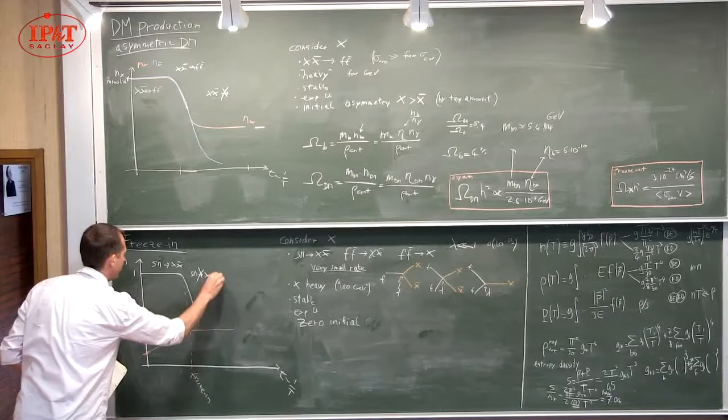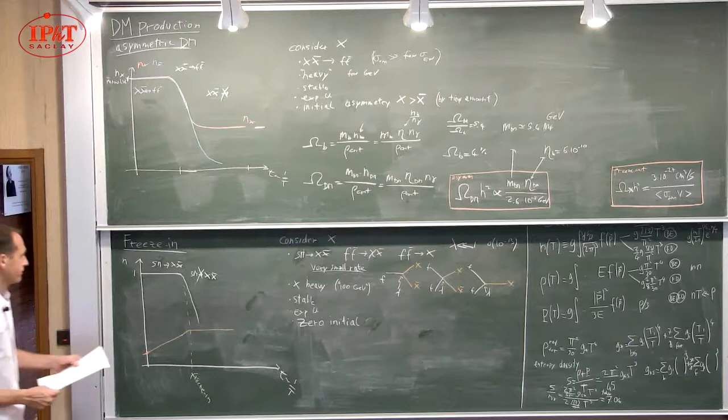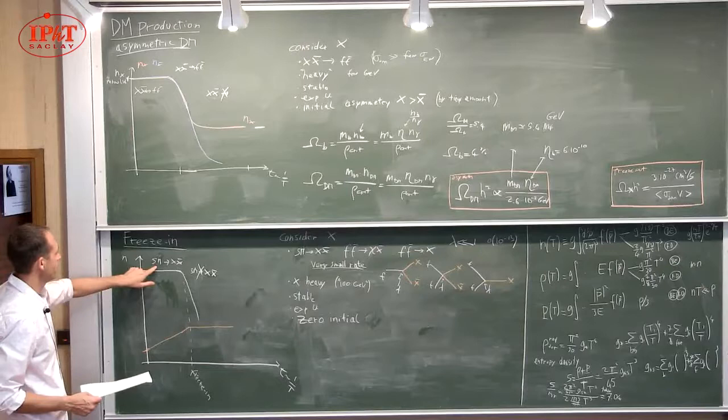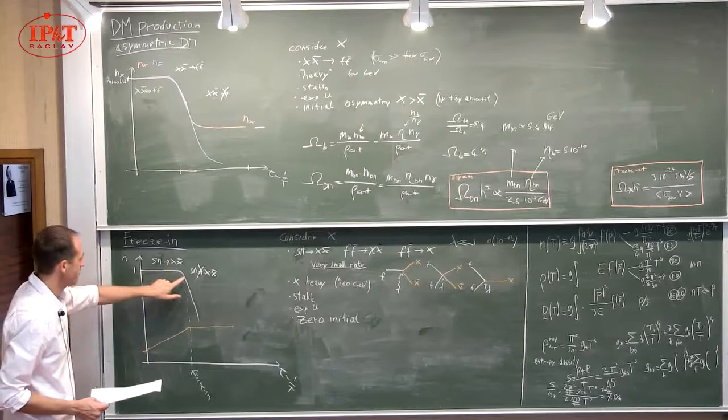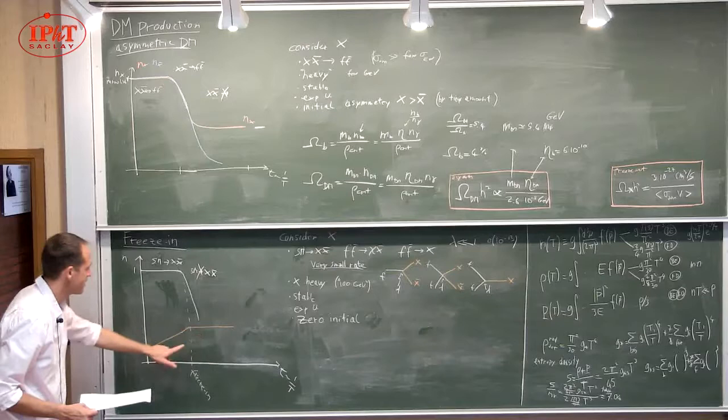This equation stops, and the density is frozen. Now, this can happen for different reasons, but let's say one of the possibilities is that the standard model particle, which is the origin of this decay here, is too heavy, and so at some point its mass is larger than the temperature of the universe, so its abundance decreases, and so you cannot produce X particles any longer.